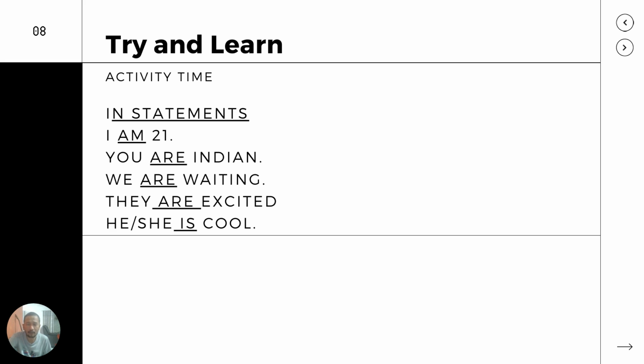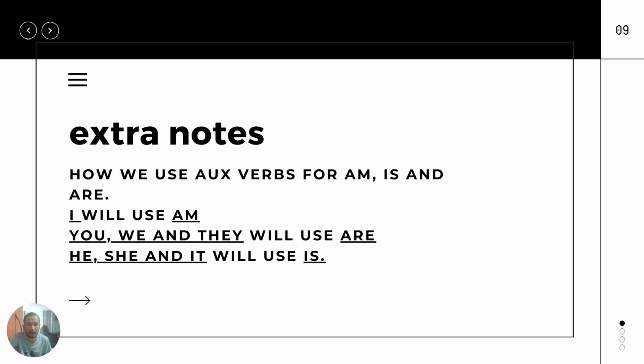So this is how we use the auxiliary verbs am, is, and are. I will use am as the auxiliary. You, we, and they will use are. He, she, and it will use is. So these are the extra notes, just explaining how we use the auxiliary verbs am, is, and are. I will use am. You, we, and they will use are. He, she, and it will use is.